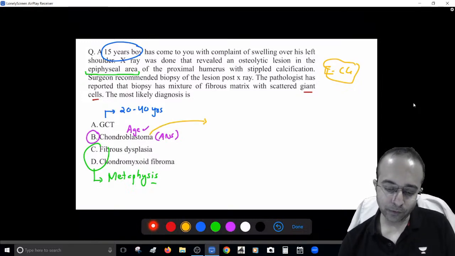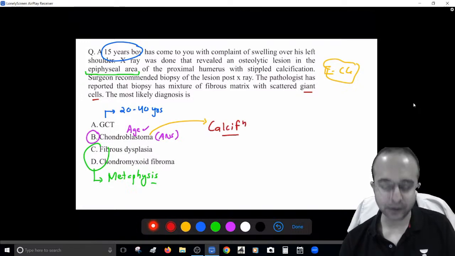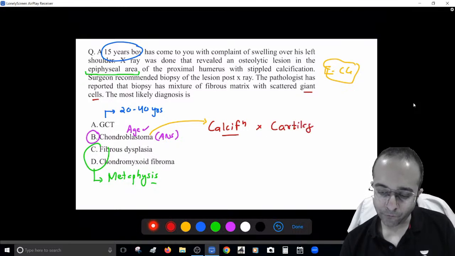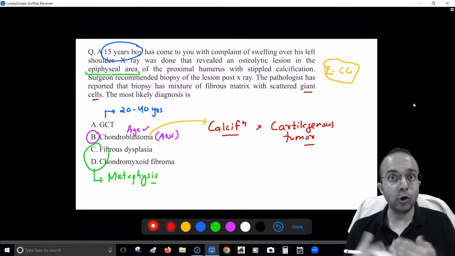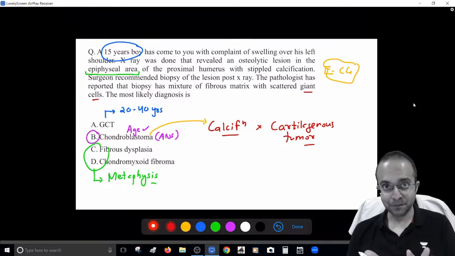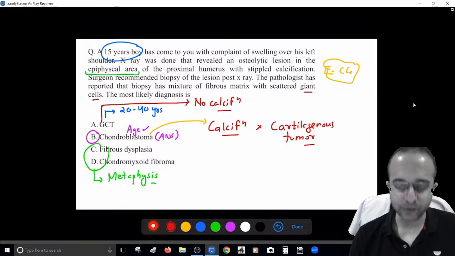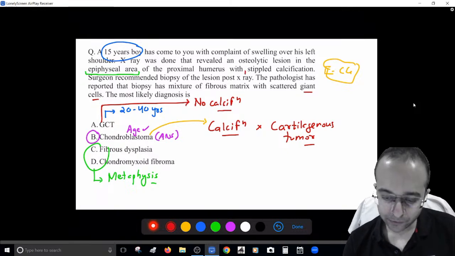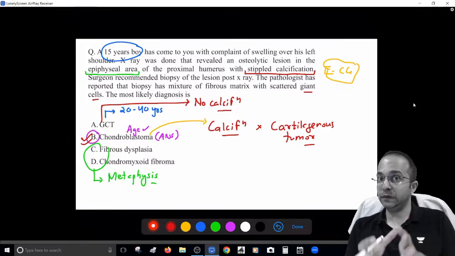Now in chondroblastoma, calcification will be classical. Calcification is basically a feature of cartilaginous tumors. जब भी कभी कार्टिलेजिनस ट्यूमर की बात होगी, कैल्सिफिकेशन की बात करनी है, chondroblastoma, chondrosarcoma, that's enough. GCT is not a cartilaginous tumor, so there will be no calcification that will be seen in GCT. It is clearly written stippled calcification. So I'm most staunch that this is chondroblastoma.